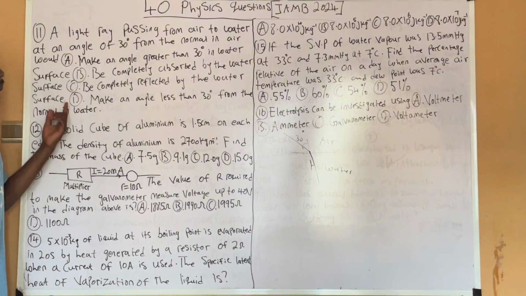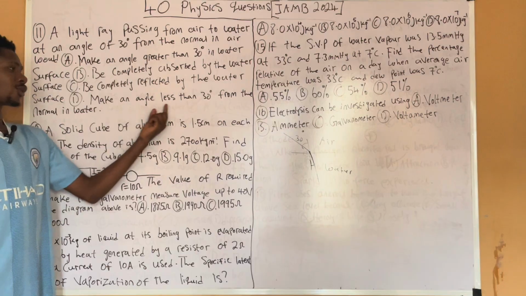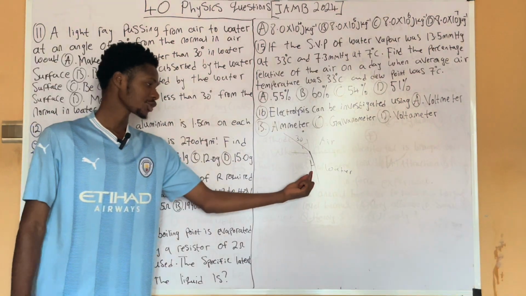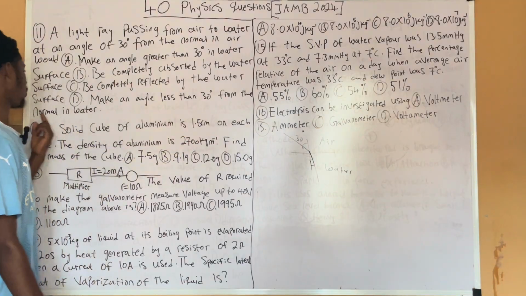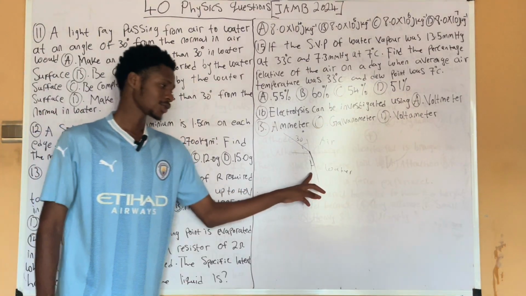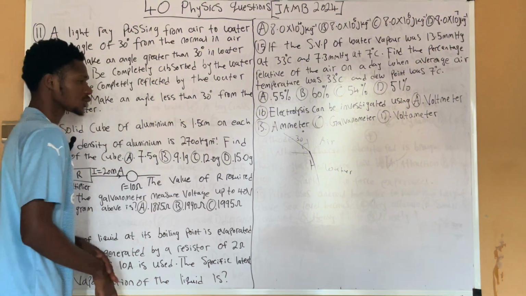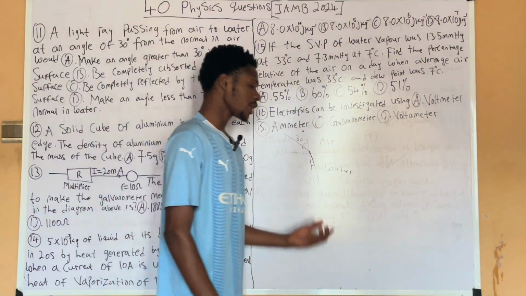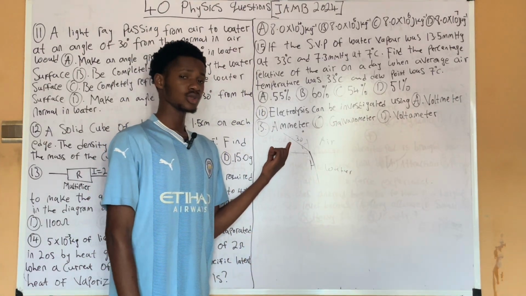Okay, when you look at the options, the one that best describes it is option D. It says make an angle less than 30. I just said it is closer to the normal, hence the angle is smaller, which is less. Less than 30 from the normal in water, and that is what we just saw here. But when you take a look at the other options, there are other properties that could still be explained depending on the angle of incidence to the normal.